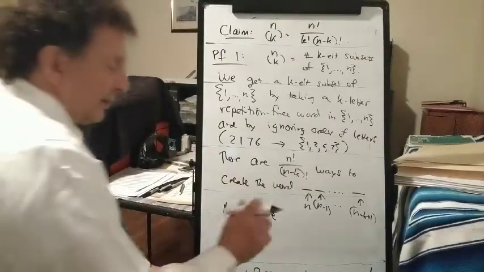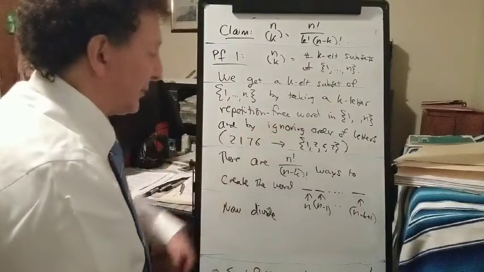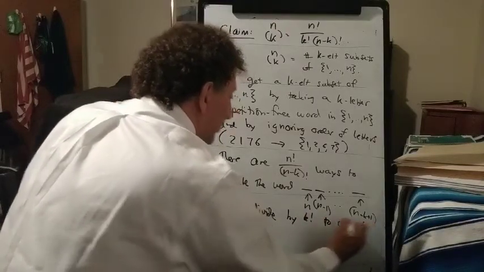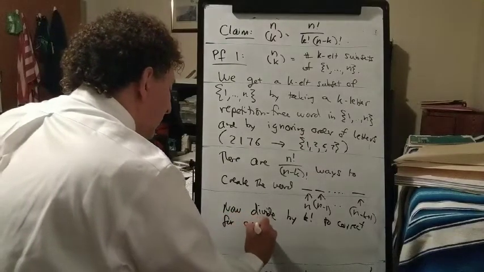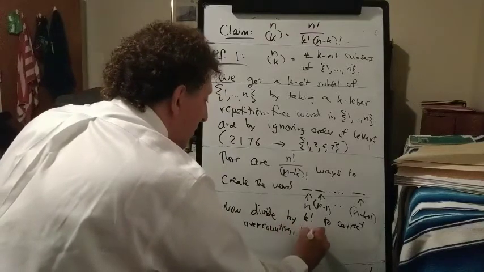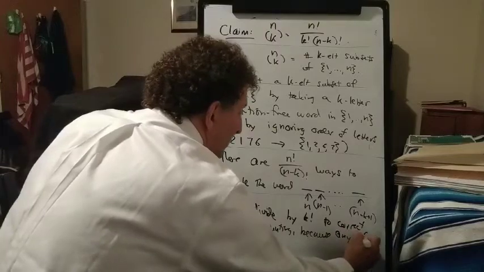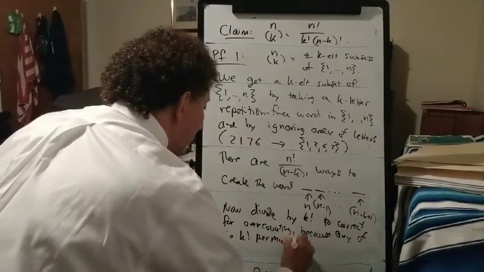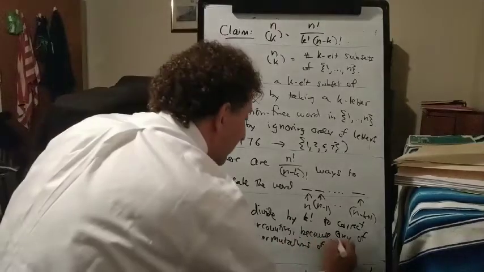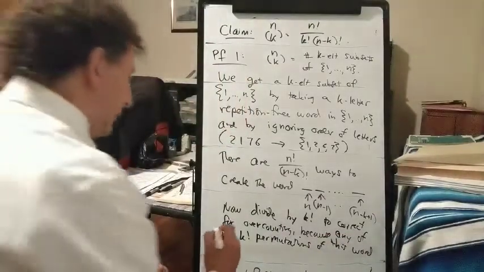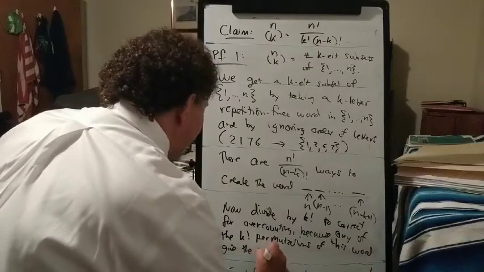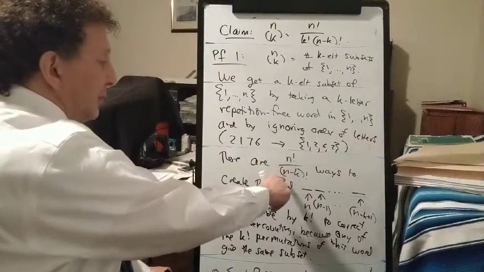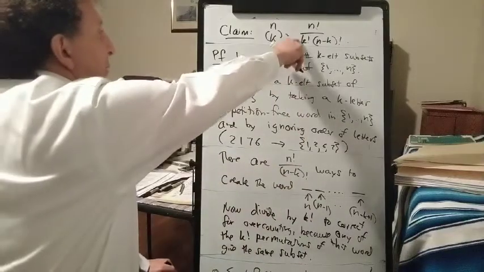Of course, any of the k factorial permutations of these k letters are going to give us the same set in the end. So now we divide by k factorial to correct for overcounting. Because any of the k factorial permutations of this word give the same subset. So n factorial over n minus k factorial divided by k factorial again, and we get precisely this formula here.